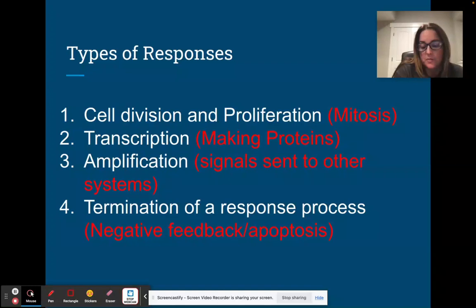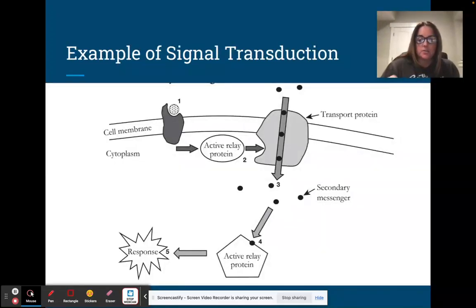And then termination of a response is also something that can happen. On a cellular level, this may look like apoptosis, where the cell actually goes through cell death to stop the process, the stimulus. Okay, so here's another simple example of signal transduction.